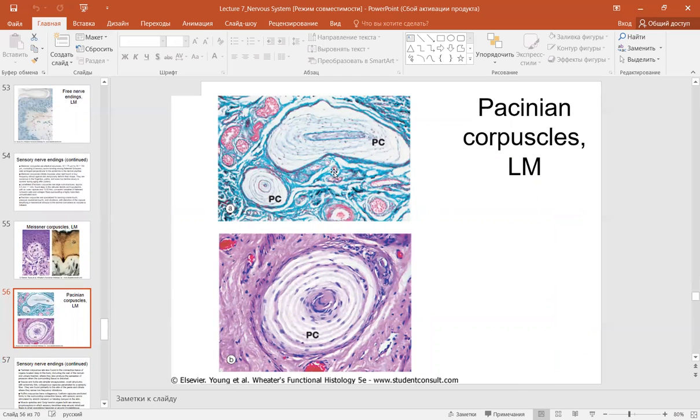Pacinian corpuscle, or lamellar corpuscle of Pacini: connective tissue, lamella, outer capsule, inner capsule consisting of flattened attenuated fibroblasts, and centrally placed non-myelinated nerve fiber terminus, which is taking the stimuli of the touch and pressure.